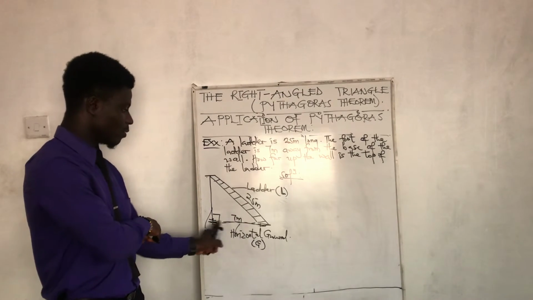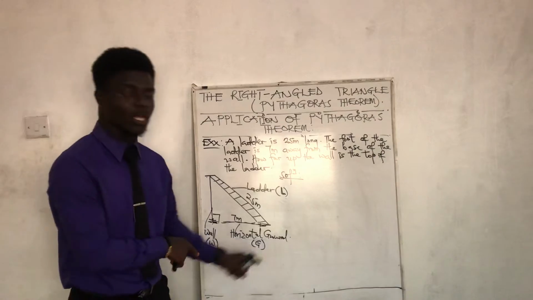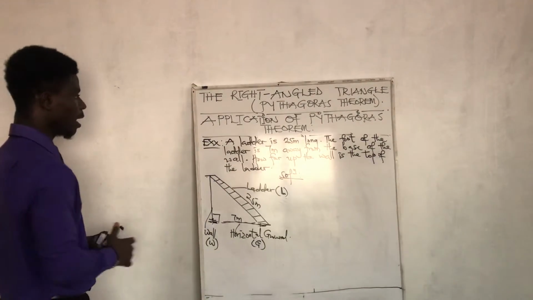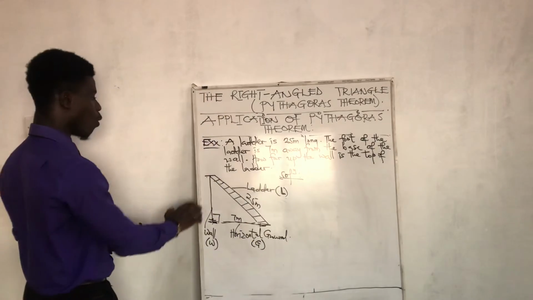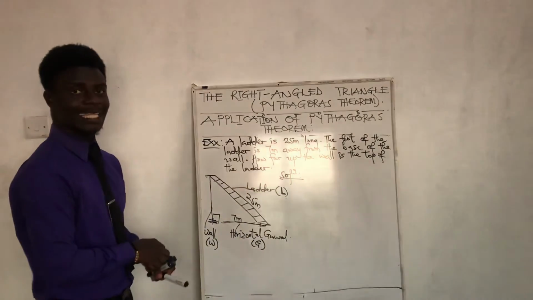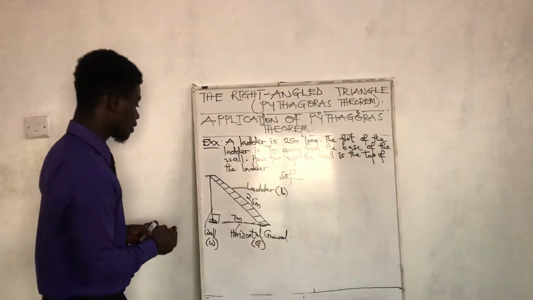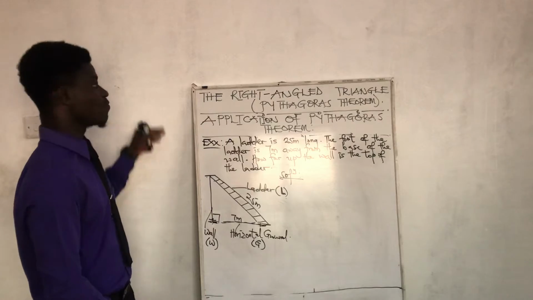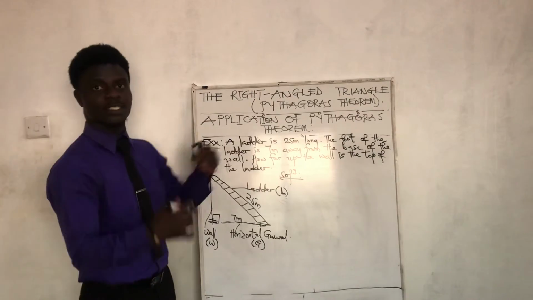Wall here. So that means they are talking of what? The horizontal ground. Now, how far up the wall is the top of the ladder? That means he wants you to find what? The height or the length of the wall.